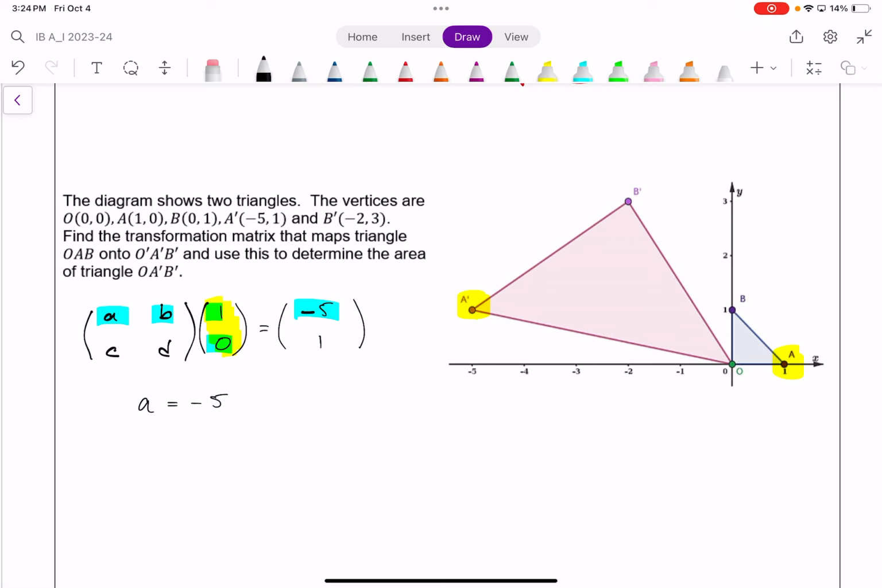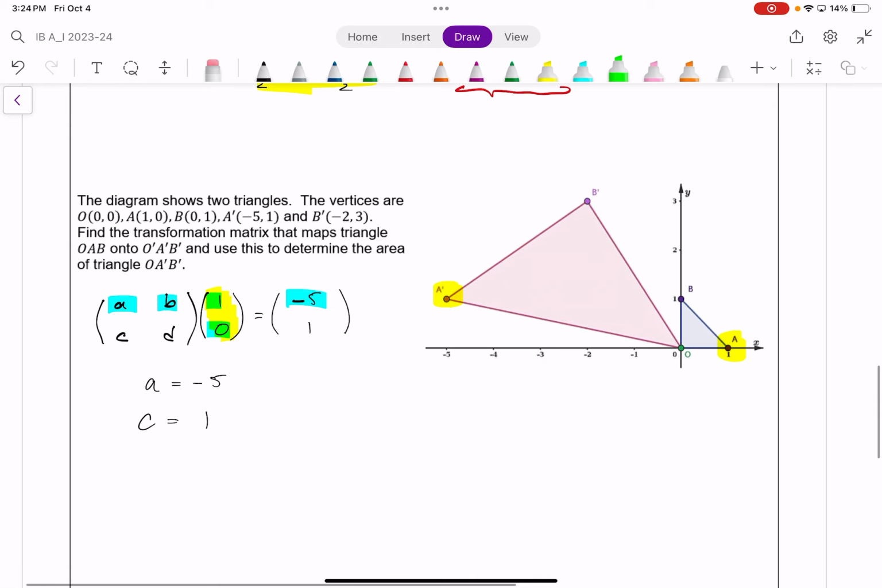And I could then go C times 1 plus D times 0 equals 1. So C equals 1. That said, I now know half my matrix. At that point though, I don't have enough information to go completely on, but I do know half my transformation matrix. And so this was for point A.